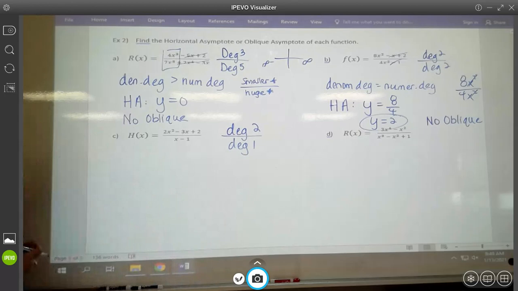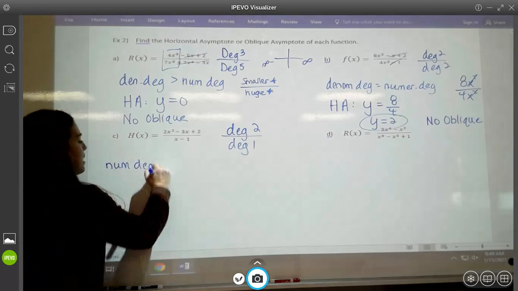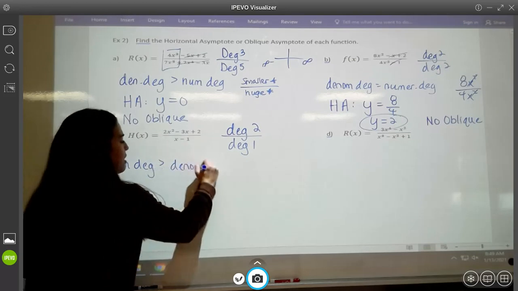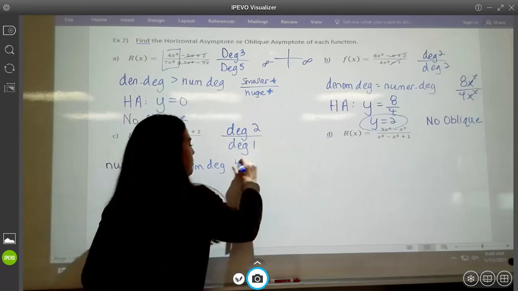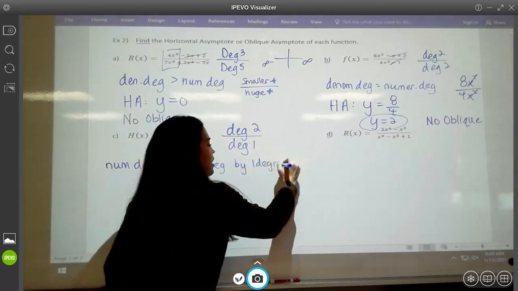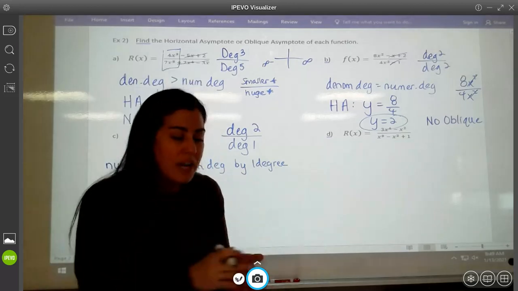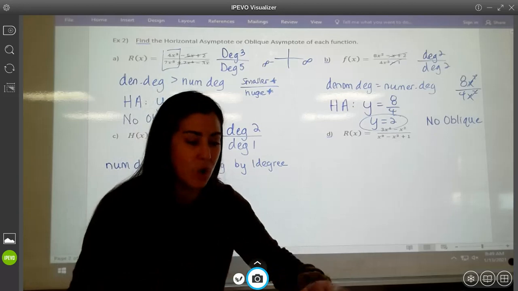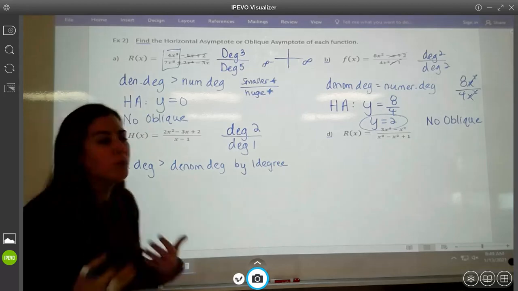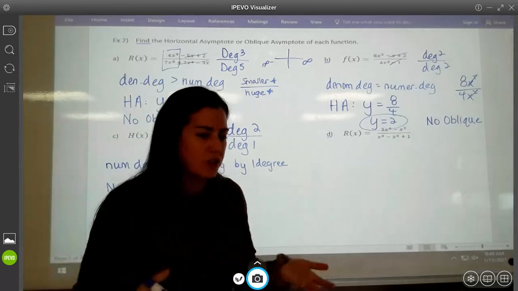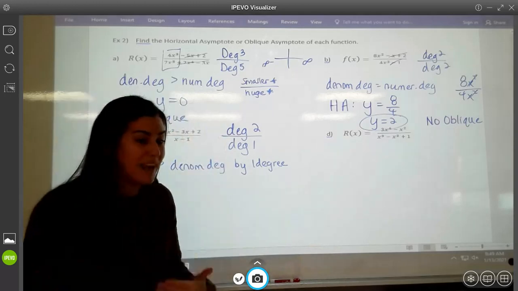All right, we have a degree 2 over a degree 1. So now the numerator's degree is bigger than the denominator's degree, but it's only bigger by 1 degree. That means, according to our rules, if it's only bigger by 1 degree, then you don't have a horizontal asymptote, you have an oblique asymptote. And an oblique asymptote, guys, it's a slanted line. So it's just a fancy word for a slanted line. Some people call them oblique asymptotes, some people call them slant asymptotes.